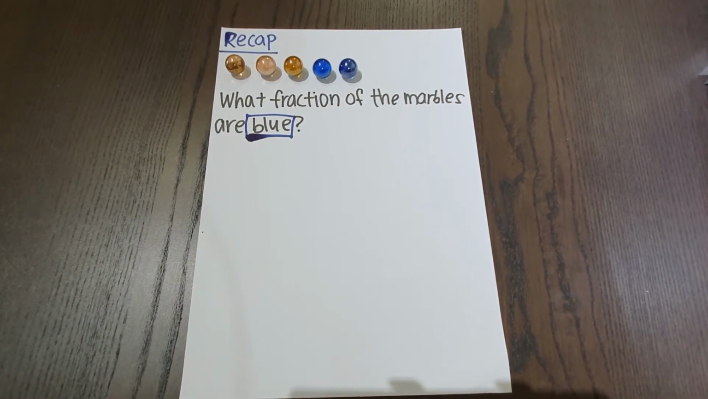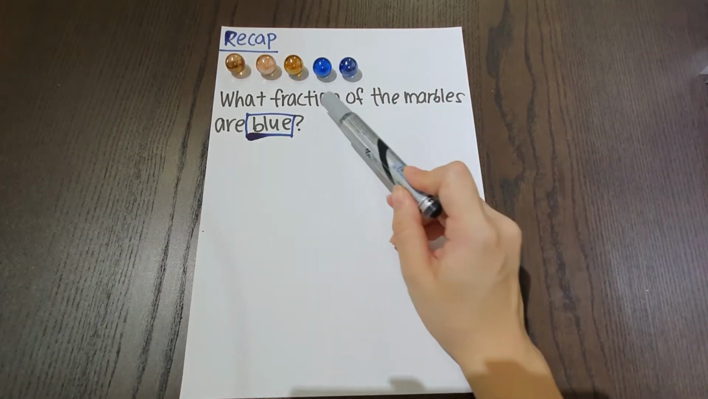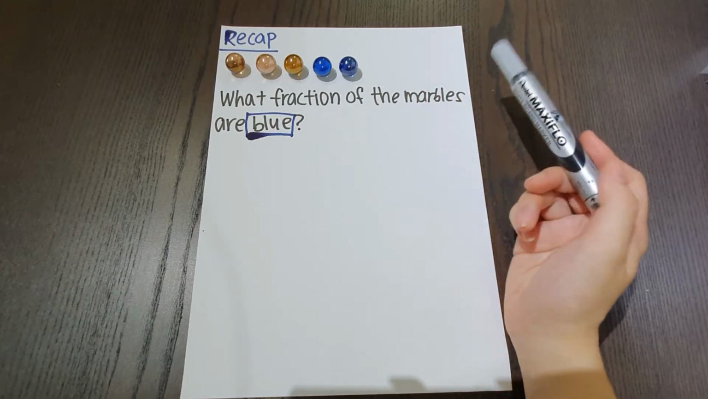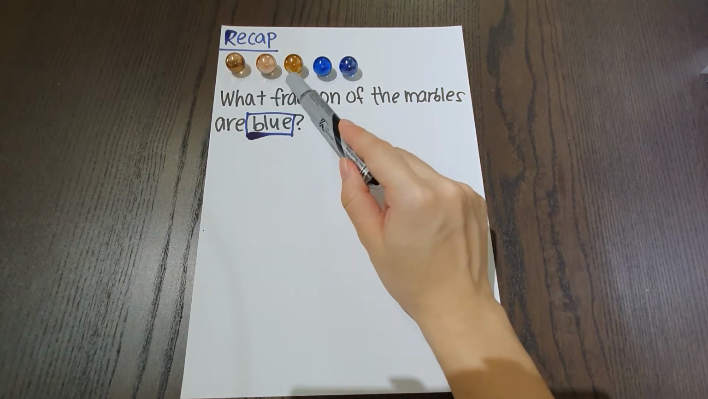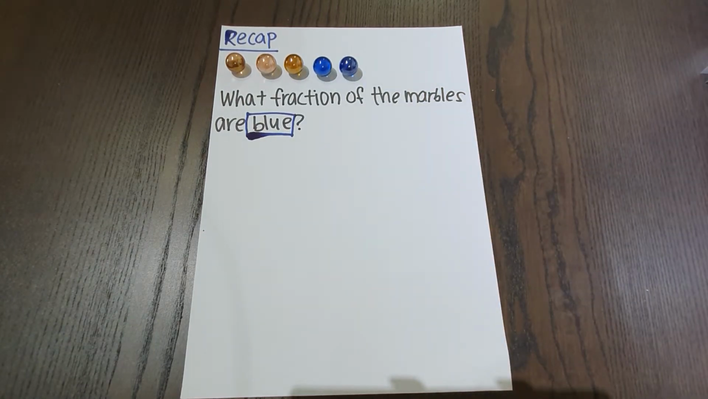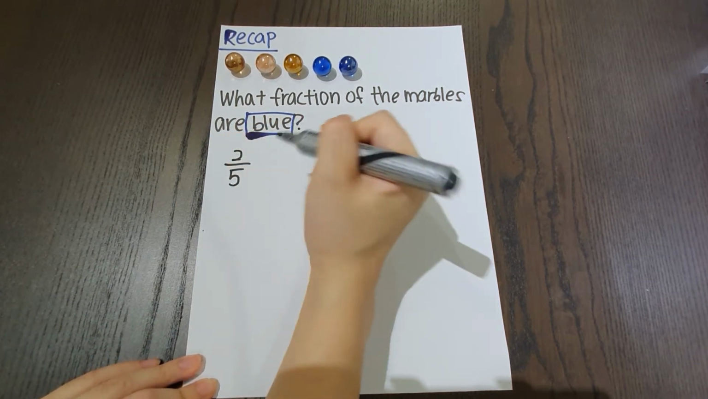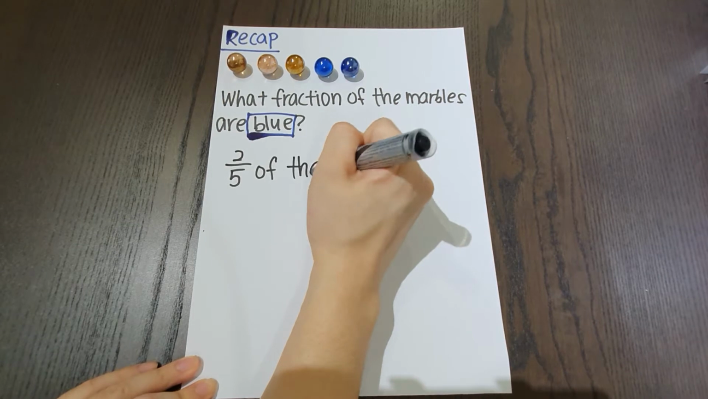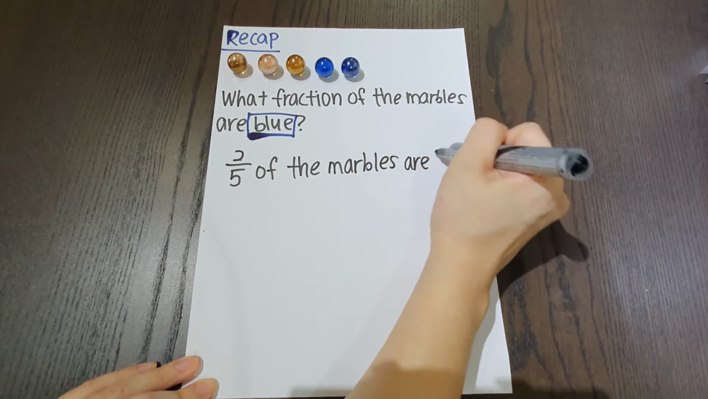Let's look at this question as a recap. What fraction of the marbles are blue? First thing, you would have counted the total number of blue marbles, which is 1, 2. And I know that in total, I have 5 marbles: 1, 2, 3, 4, 5. So, 2 out of 5 of the marbles are blue, which means 2/5 of the marbles are blue.